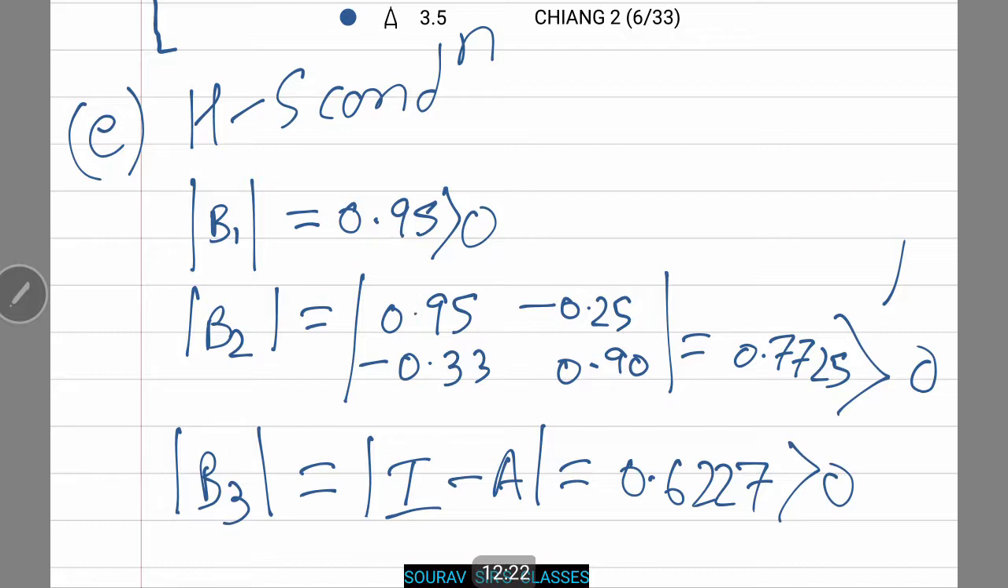For the Hawkins-Simon condition, we'll be taking out similarly beta 1, which equals 0.95, greater than 0. Since it's a 3 by 3 case, we'll also be taking out beta 2, which is 0.95, minus 0.33, minus 0.25, 0.9, which comes to 0.7725, and beta 3, which is the modulus of I minus A, 0.6227. Thus, since all these conditions are satisfied, this Hawkins-Simon condition is satisfied for this question.